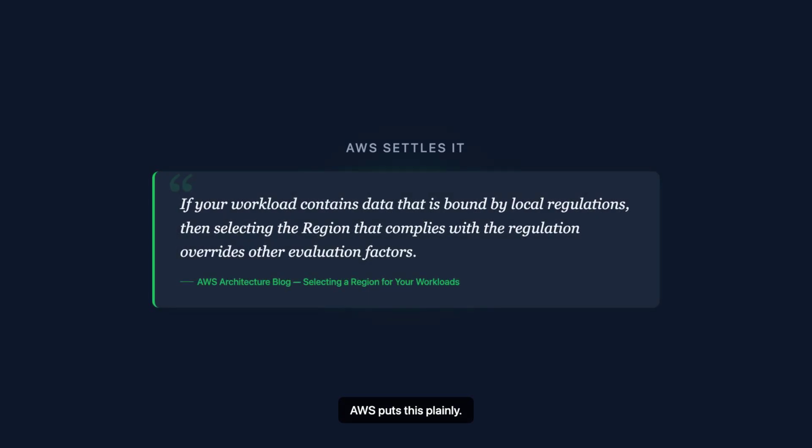Amazon Web Services puts this plainly. If your workload contains data bound by local regulations, then selecting the region that complies with the regulation overrides other evaluation factors. That word overrides is doing all the work. Compliance isn't just one factor among equals, it's the one that wins.